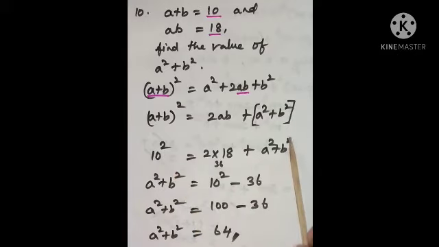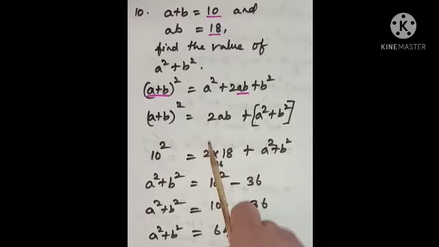Now we need the value of a square plus b square. So here 2 into 18 is 36. So bring 36 to the other side, to get the value of a square plus b square.